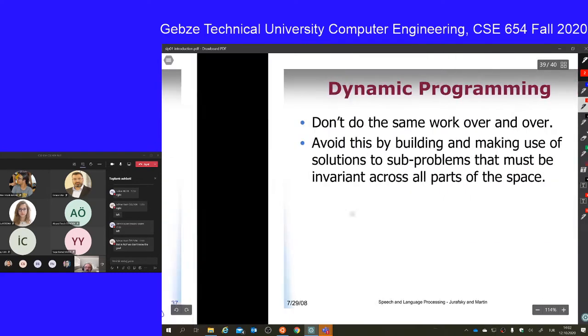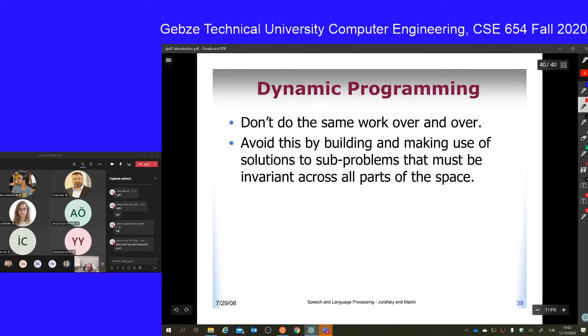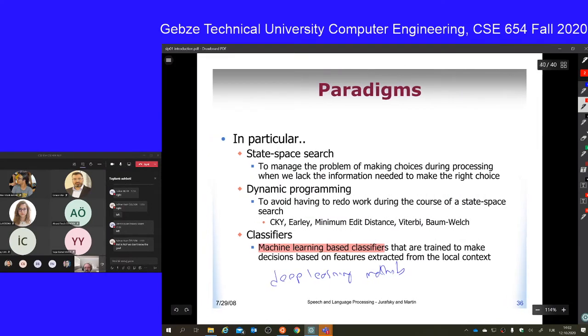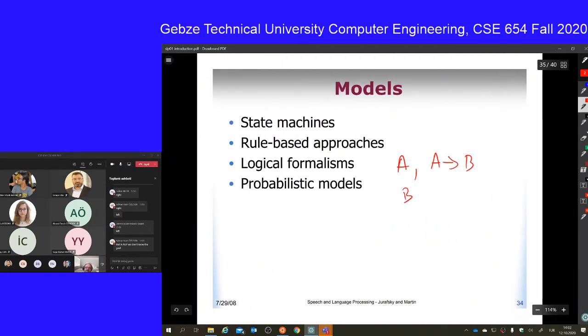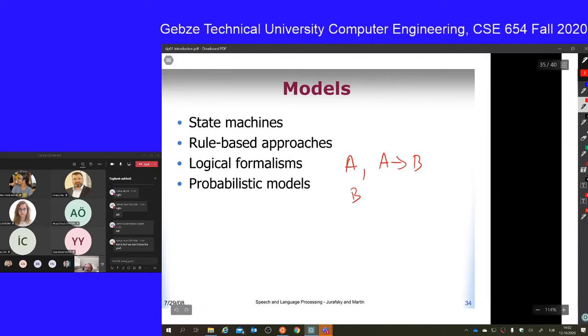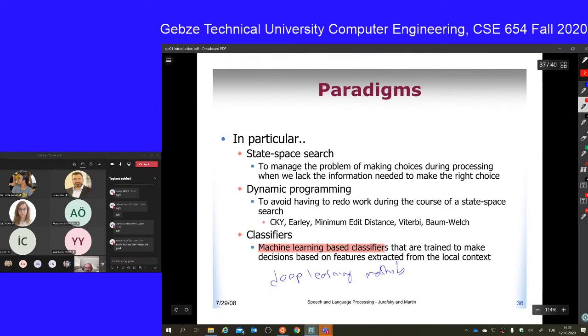So this state space search is one paradigm we use with the algorithms. Another one is dynamic programming. In a few minutes, we will see examples of it. And the final one, I guess, was classifiers, and we talked about the classifiers a little bit, and we are going to talk more about the classifiers later.